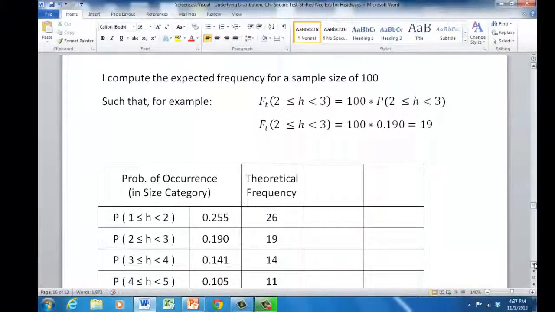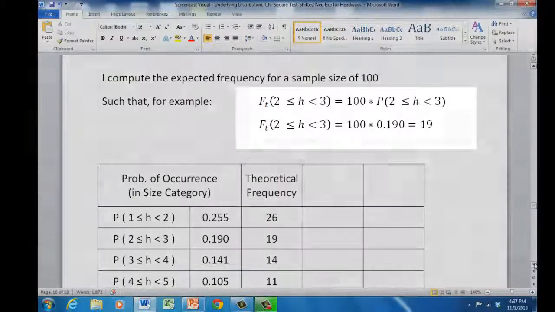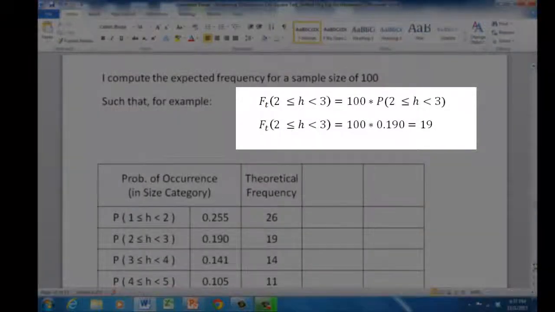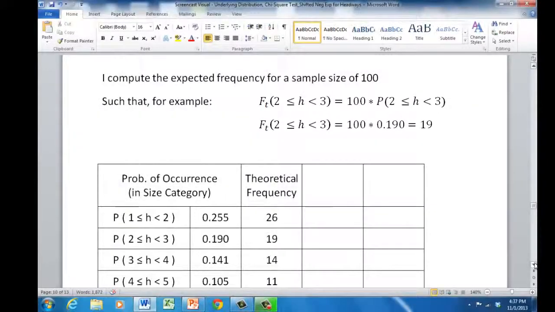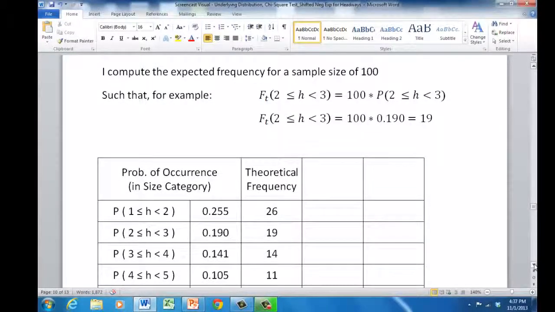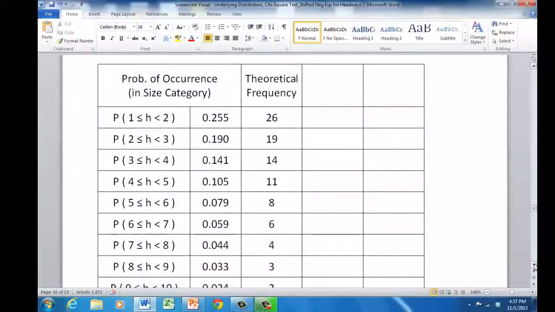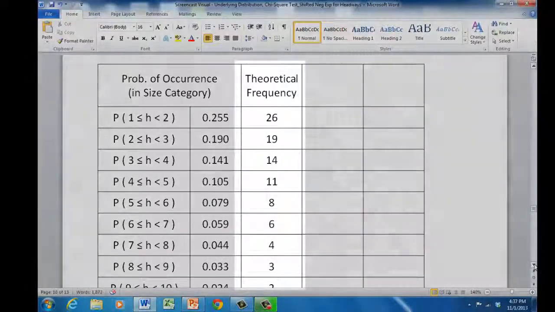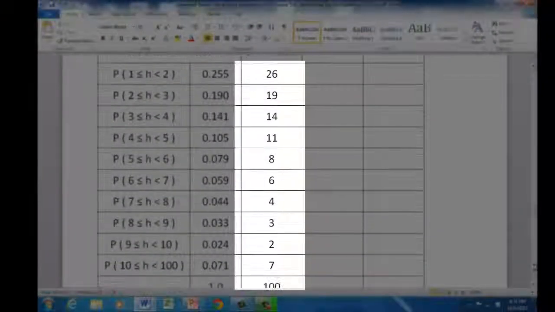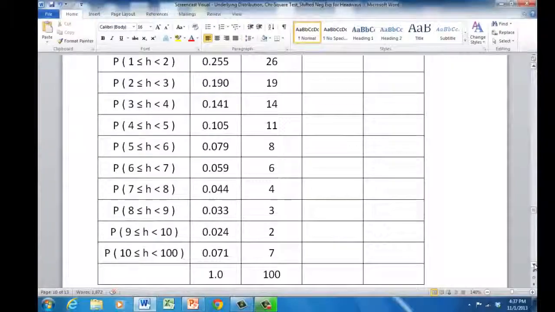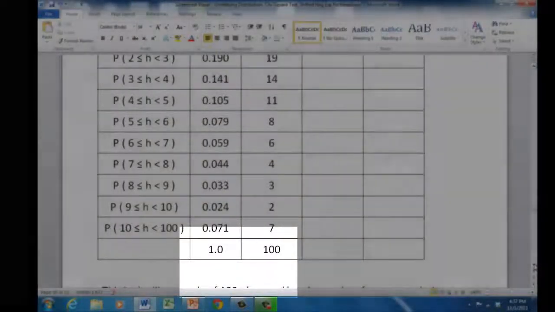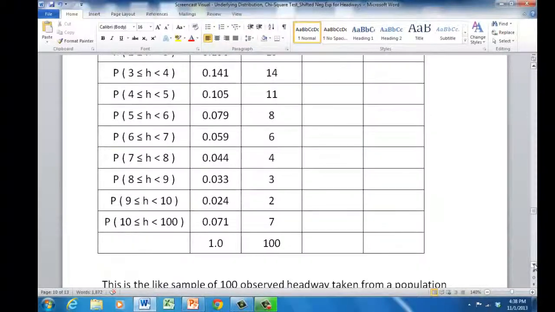Knowing the probabilities, I can compute the expected frequency if I took a sample of 100. For example, if I know the probability of a headway between 2 and 3 seconds is 0.190, I would expect in a sample of 100 to find 19 headways between 2 and 3 seconds. I can repeat the calculation for all size categories and tabulate them here. This is a good opportunity for me to confirm my sums: my probabilities summed to 1, and my frequencies summed to my sample size, 100.